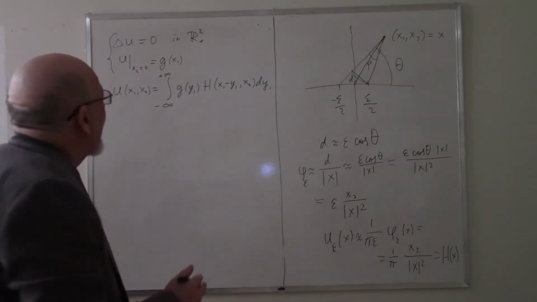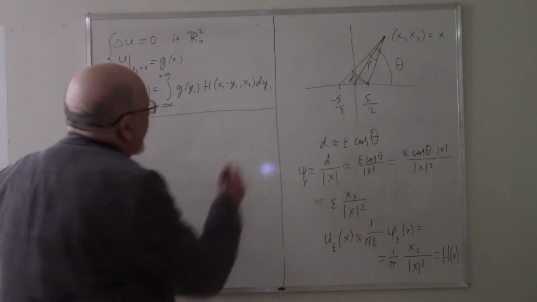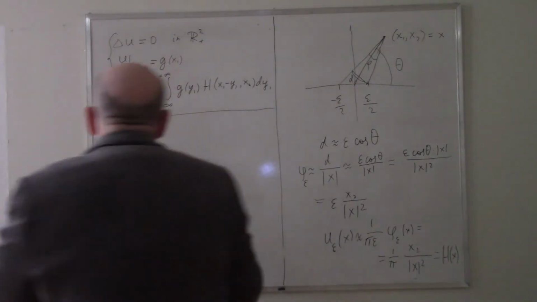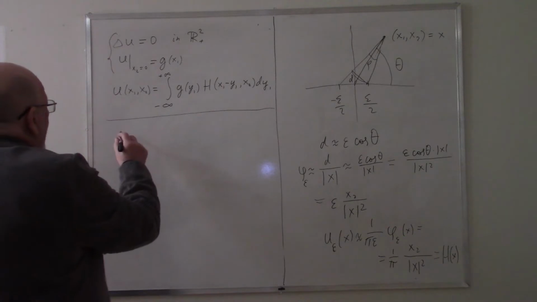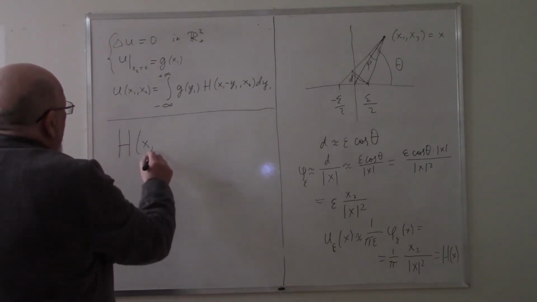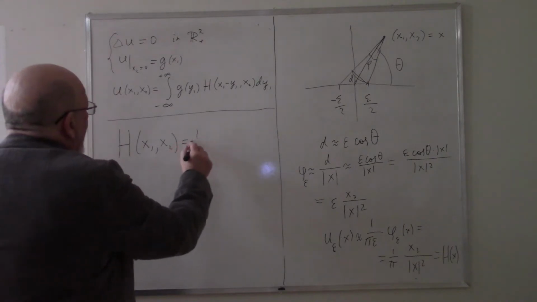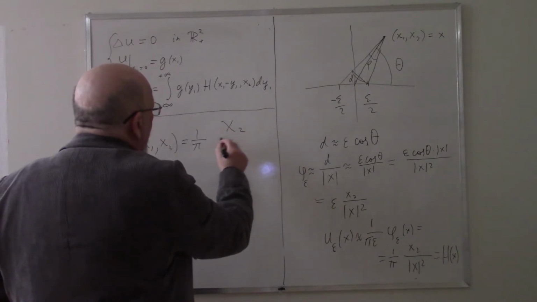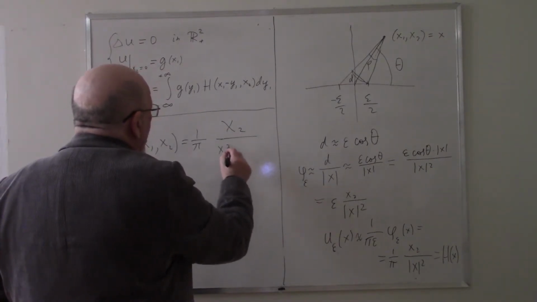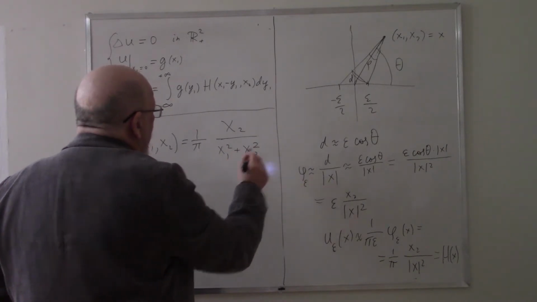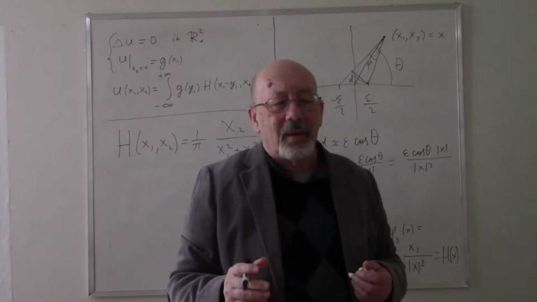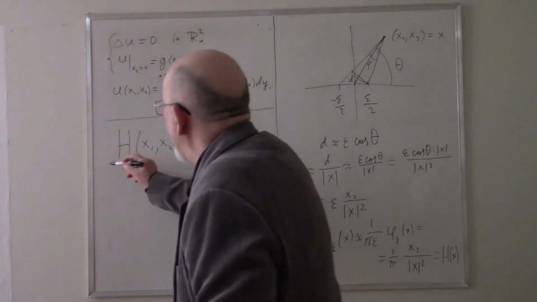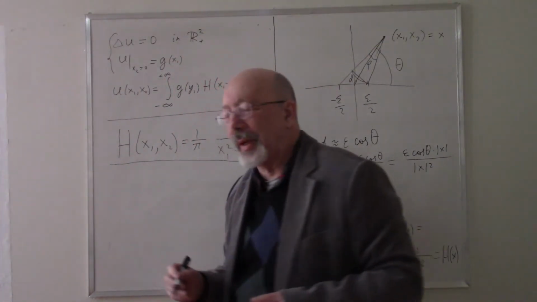Very good. What else can be done with this formula? What else can be done? Consider this function h of x1, x2 equals 1 over pi x2 over x1 square plus x2 square. First of all, we can generalize it to higher dimensions.